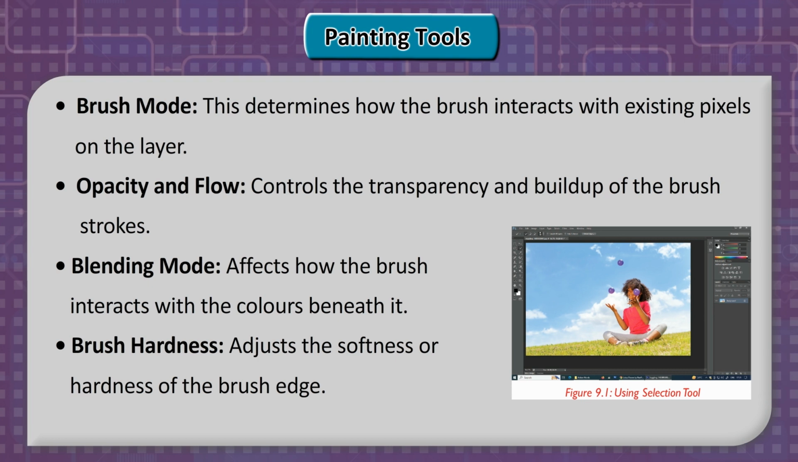Opacity and flow control the transparency and buildup of the brush strokes. Blending mode affects how the brush interacts with the colors beneath it. Brush hardness adjusts the softness or hardness of the brush edge. Figure 9.1. Using selection tool.